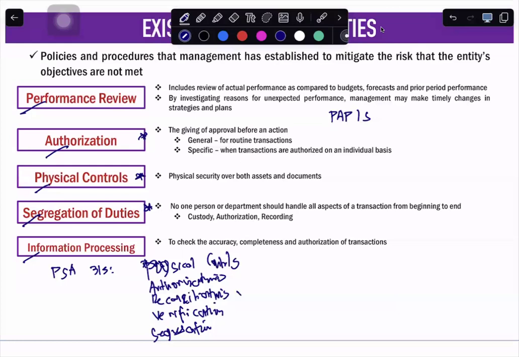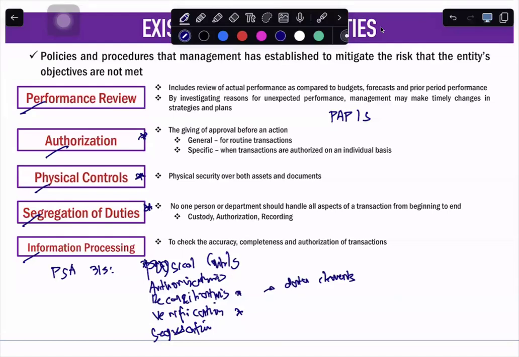What's new is reconciliation and verification. So what about reconciliation? In reconciliation, you are reconciling two or more data elements. So let's say you look into reconciling your book and bank balance, reconciling your subsidiary ledgers. Also, we have your verification.